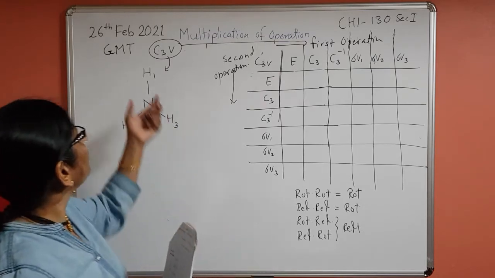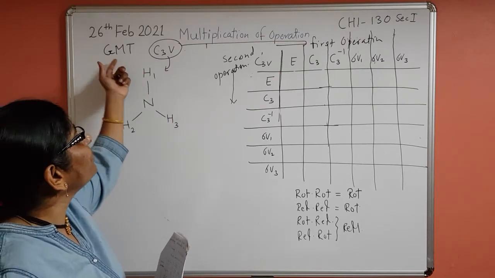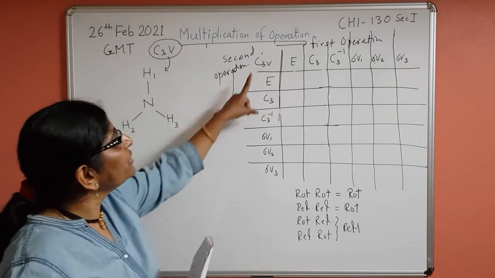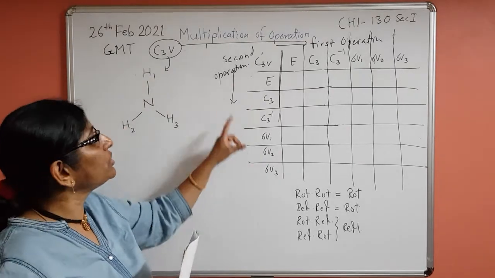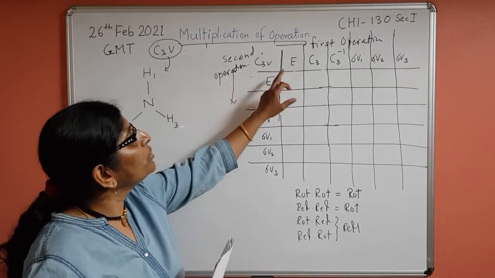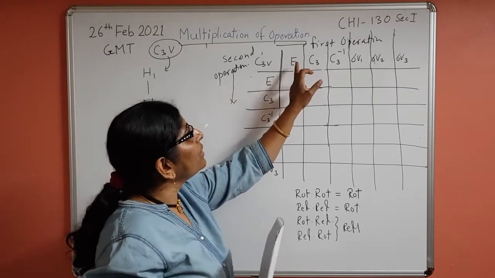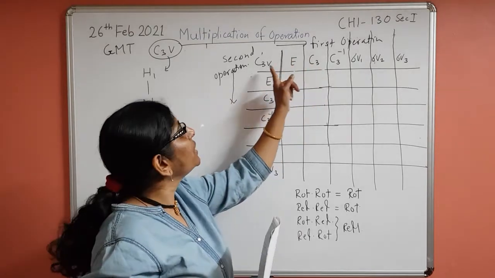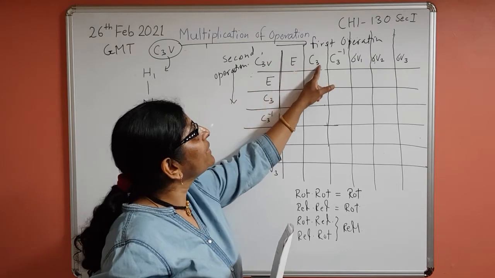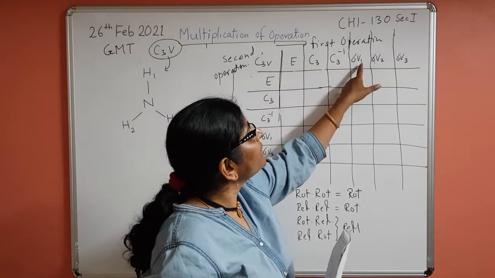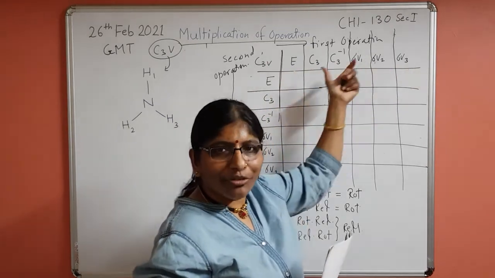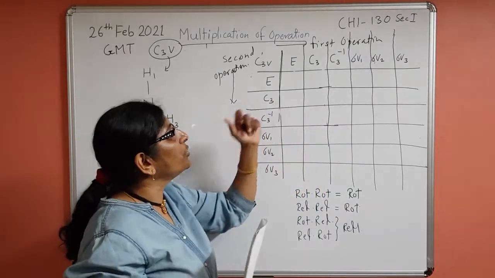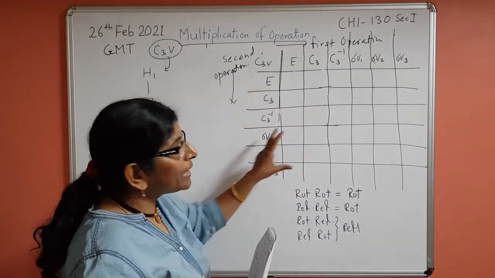Now we start the GMT, that is the group multiplication table for the C3V point group. This much all of you must know: the order of the point group is 6. How many operations are there in the C3V point group? Identity, C3, C3 inverse, sigma V1, sigma V2, sigma V3. We have done this when we did point groups, right? Now we have to draw the table like this.